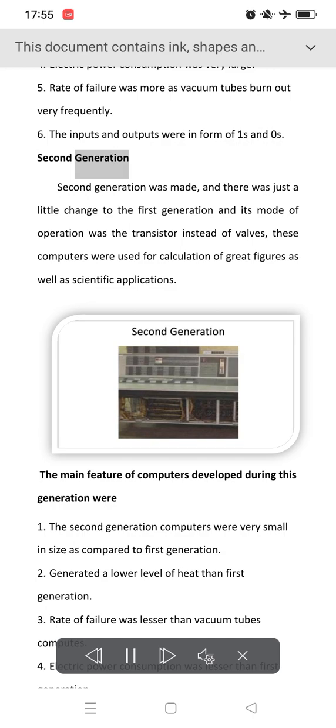Second generation. Second generation was made with just a little change from the first generation, and its mode of operation was the transistor instead of valves. These computers were used for calculation of great figures as well as scientific applications.